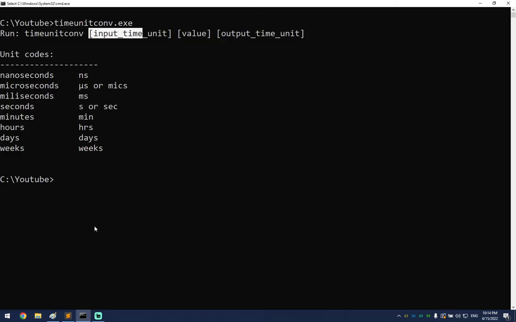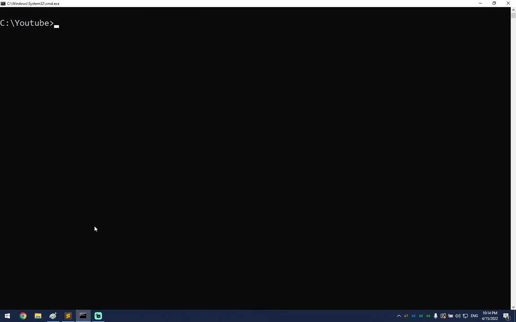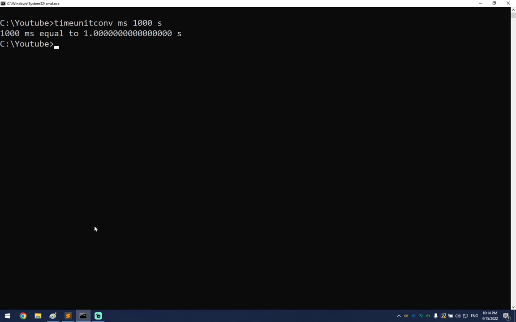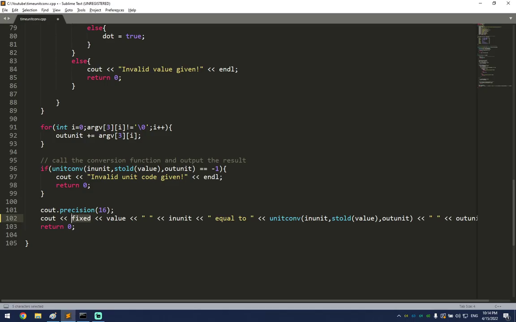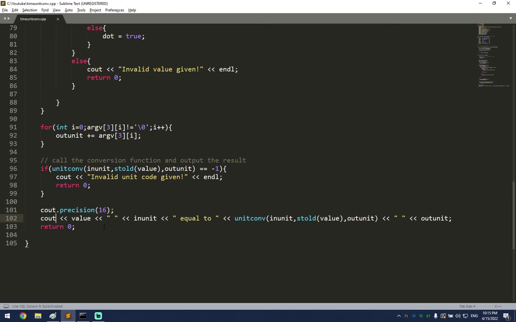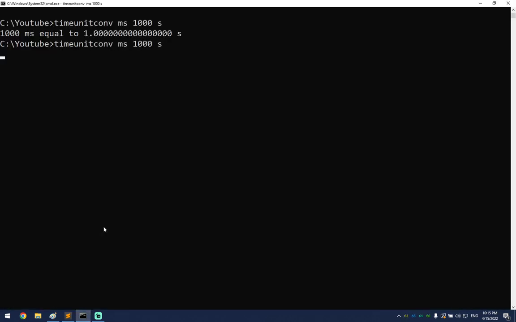Okay, so let's go ahead and test this. So let me just call my code here. So let's say I'm giving milliseconds, 1000 milliseconds, which was the basic example that we used here, and I want it in seconds. I will get as many decimal points as I have set here. So I said 16 and a fixed. In the event that I remove this fixed and I compile, okay, you will see that I will not get all these decimal points because I did not explicitly tell my output stream to output all these decimal points.